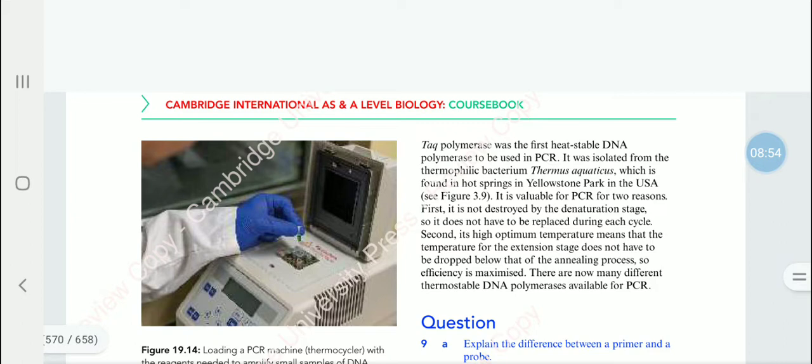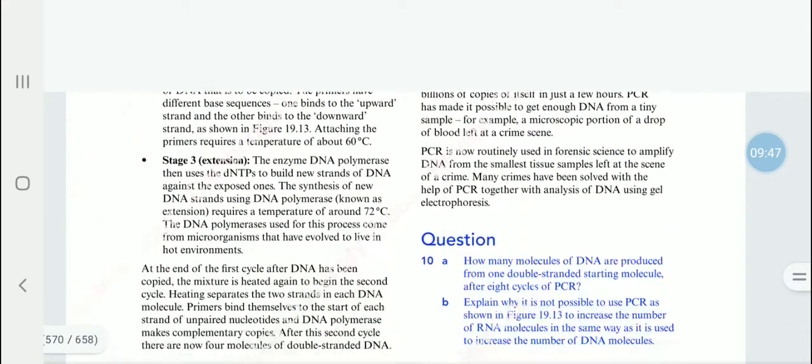So there are these different kinds of microorganisms developed in these places who are adapted to those temperatures. Now this Taq polymerase is really valuable for PCR because it is not destroyed during the denaturation stage, so it doesn't have to be replaced in every cycle. And its optimum temperature will mean that the temperature for the extension stage does not have to be dropped below that of the annealing process. So efficiency can be maximized. However, this is not the only DNA polymerase that is being used for this process. Write down a note.